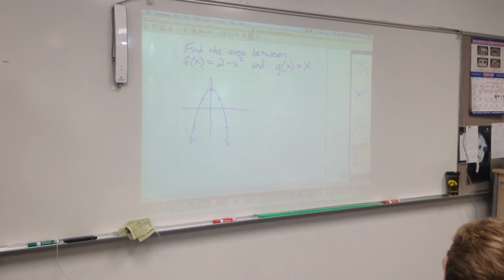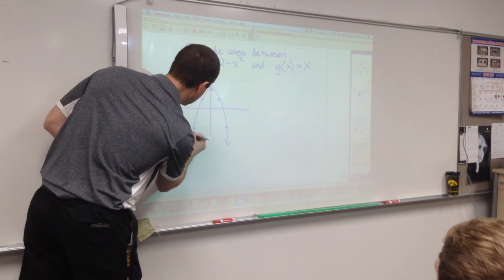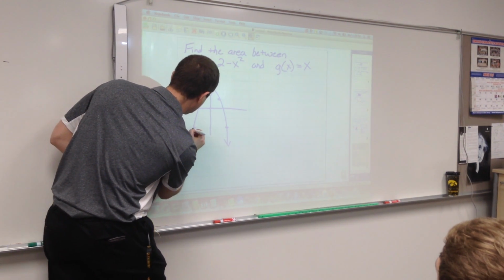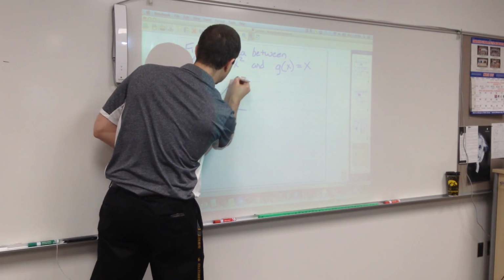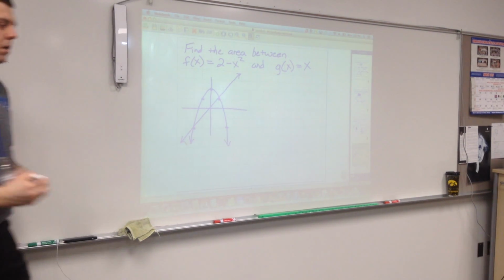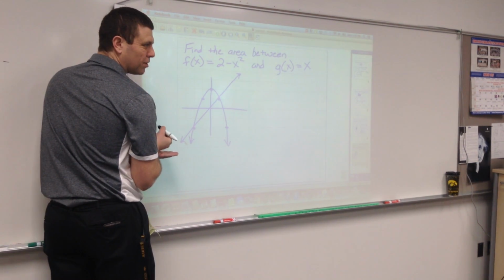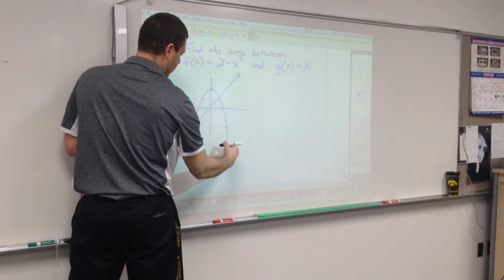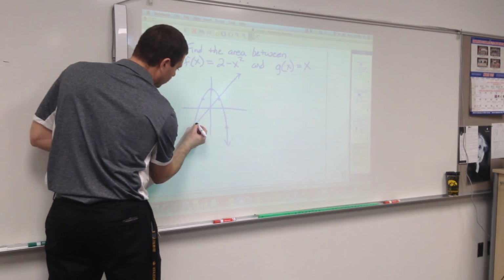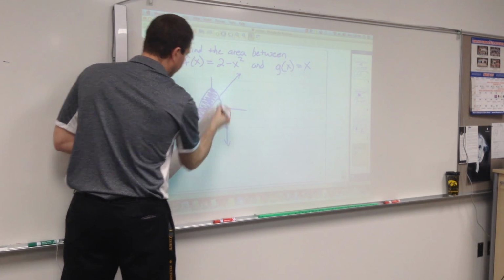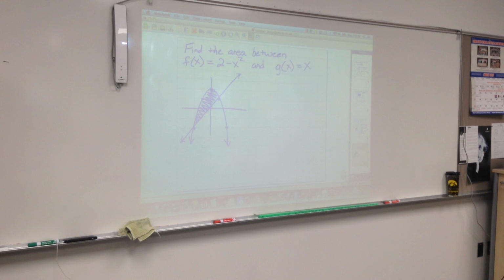So there's 2 minus x squared, and then g of x equals x. Straight line. Yeah, definitely. Find the area between those two curves. After drawing it out, the area between these two curves would be this region right there, correct? That is the only region that is bounded by those two curves.